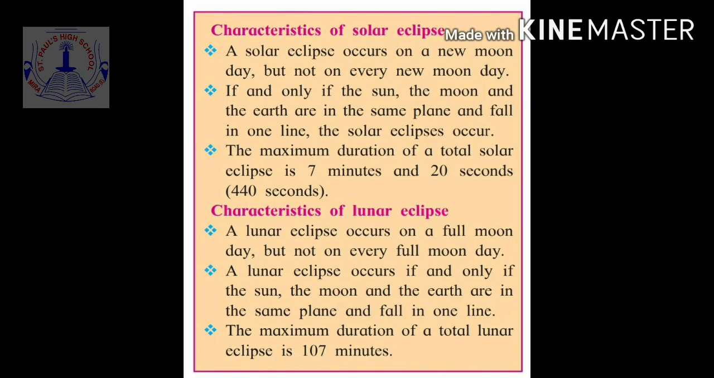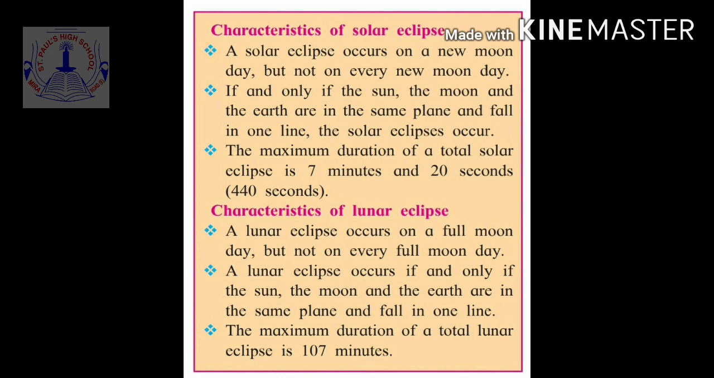Now let us see some of the characteristics of solar eclipse and some characteristics of lunar eclipse. First, a solar eclipse occurs on a new moon day but not on every new moon day. If and only if the sun, the moon and the earth are in the same plane and fall in one line, the solar eclipses occur. The maximum duration of a total solar eclipse is 7 minutes and 20 seconds, that is 440 seconds.